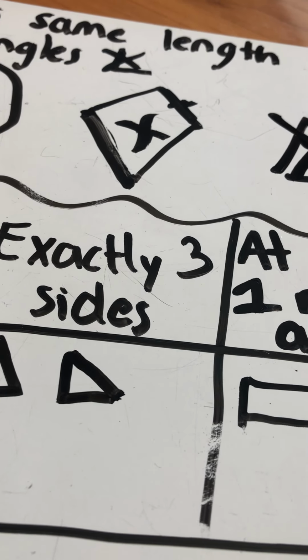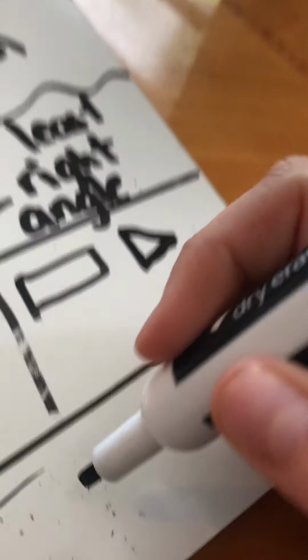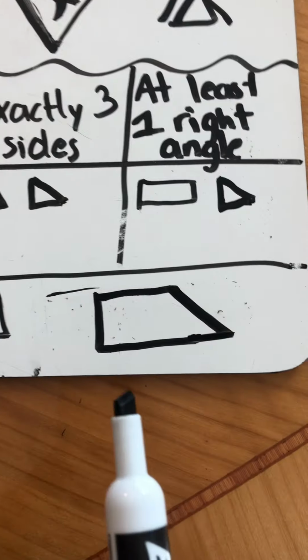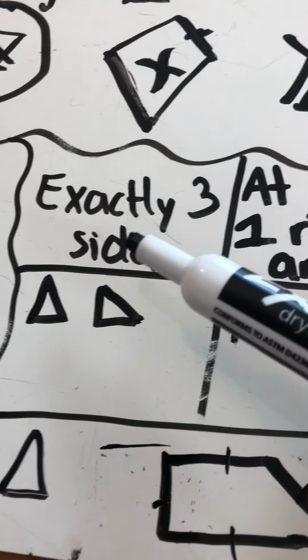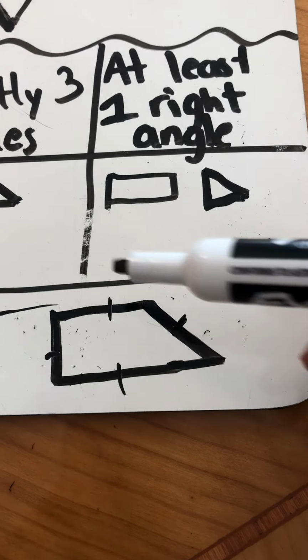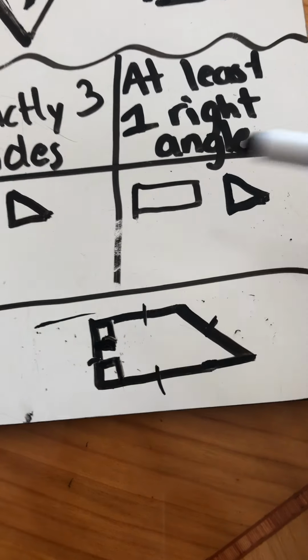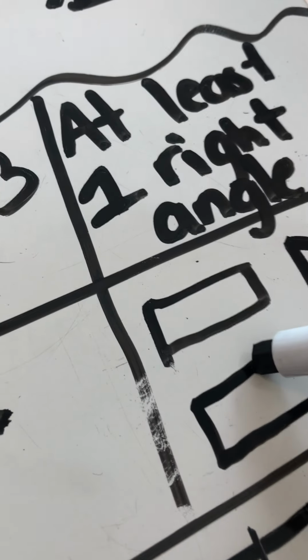All right, let's look at another one. How about this shape? Let me erase some of these. Let's look at this strange shape. Okay. Let's see, it's a quadrilateral because it has 1, 2, 3, 4 sides. So can it go here? Nope. Let's see, does it have a right angle? Ooh, I see 1 right here. And I see 1 right here. So does it have 1 or more right angles? Ding, ding, ding, ding, ding. So this shape would go right in this category.